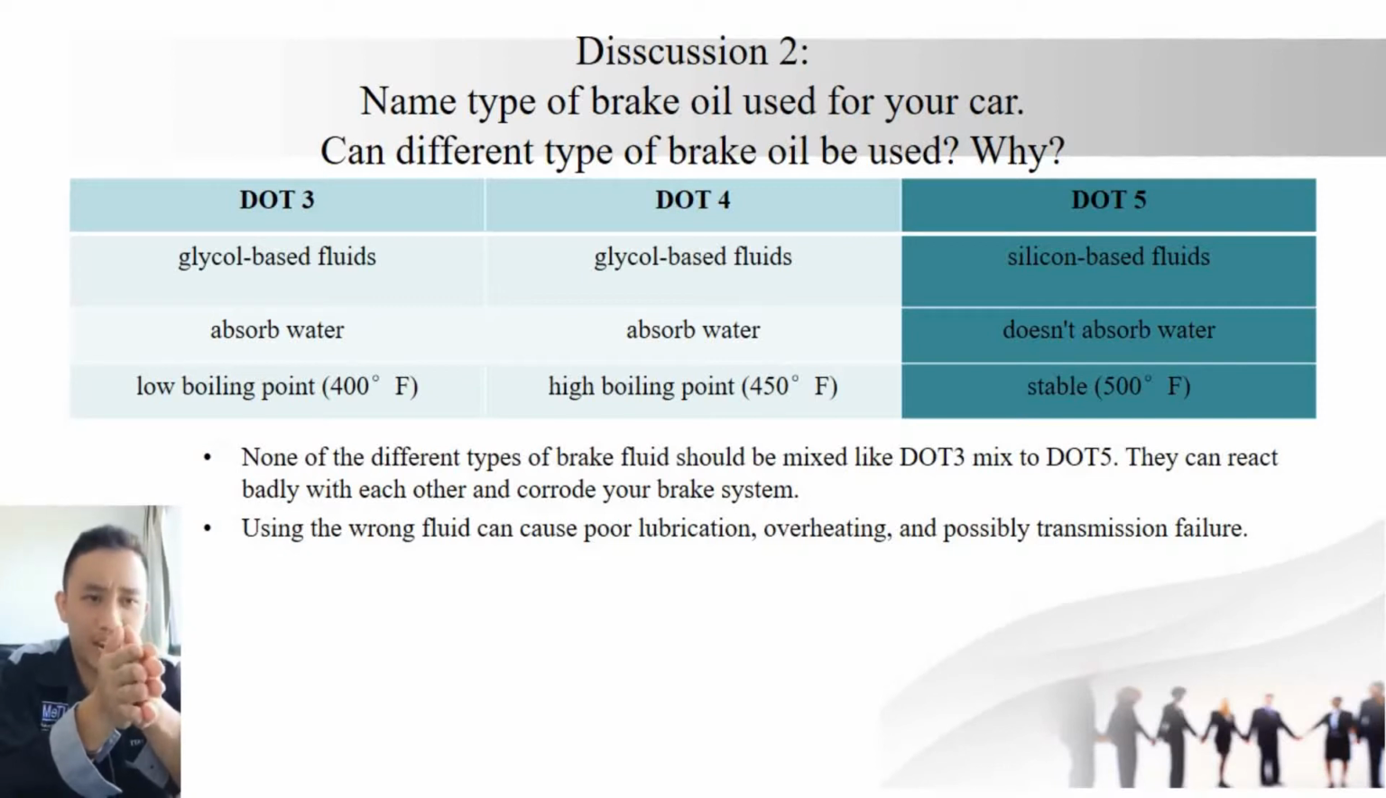Because DOT 3 and DOT 4 can absorb water, in a real situation the boiling point may be reduced compared to the experiment test. Can a different type of brake oil be used in the same system? The answer is no. Different types of brake oil should not be mixed, like DOT 3 mixed with DOT 5, because they may react badly with each other and corrupt your brake system, since the two brake oils have different characteristics.